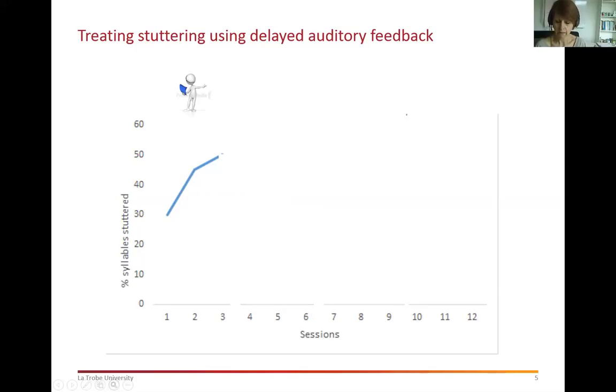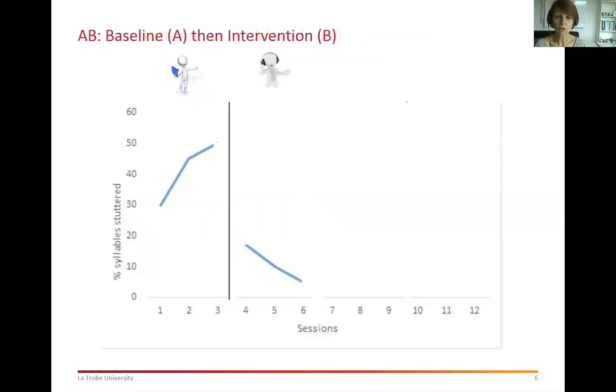Okay. And then clinically what you would do is you take your baseline and then you would apply an intervention. Now in this case the intervention is wearing the headset and getting the delayed feedback of your own speech. And wow, you can see that treatment looks incredibly effective, up from 50 down to 20, and then it continues to go down with practice. So it really looks like this treatment is very effective.